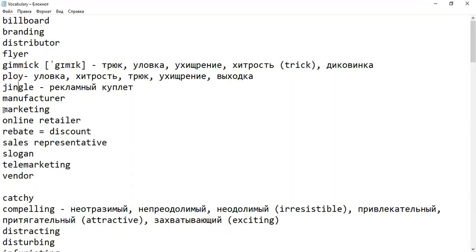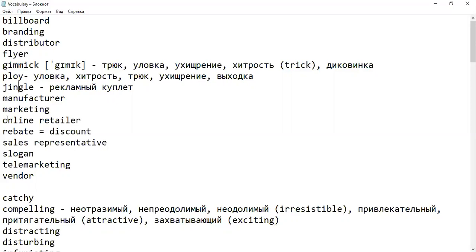Marketing, this is the process of presenting your goods or services to the market. Online retailer, it's a person who, or maybe an organization that sells something online. Rebate, that's a clever word for a discount. It can also be tax rebate.